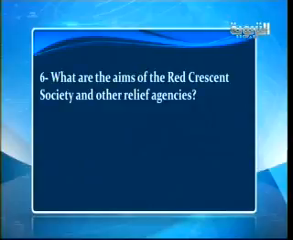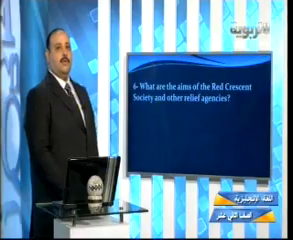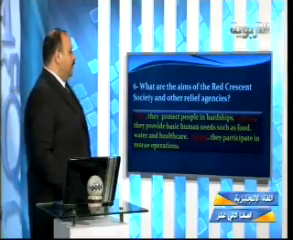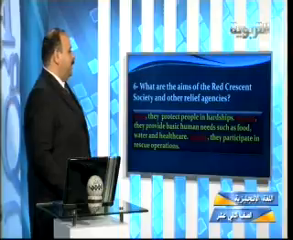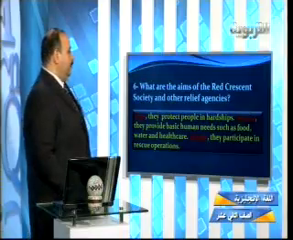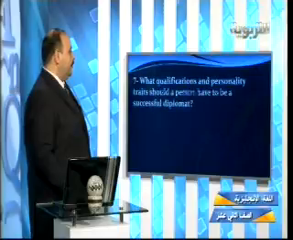Question number 6. What are the aims of the Red Crescent Society and other relief agencies? Now the aims of the Kuwait Red Crescent Society. First, they protect people in hardships. Second, they provide basic human needs such as food, water, and health care. Finally, they participate in rescue operations. This is actually what they do: they help the rescuers and they help people in hardships.